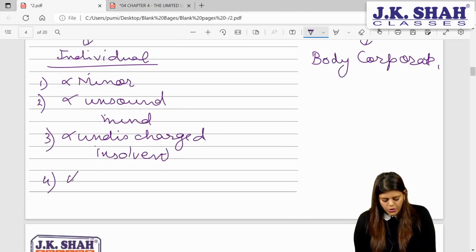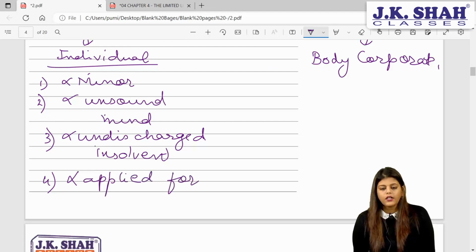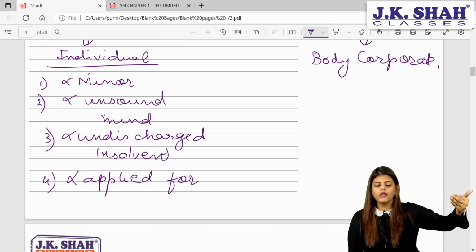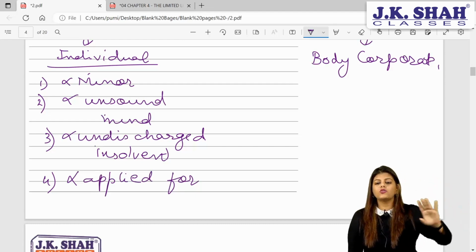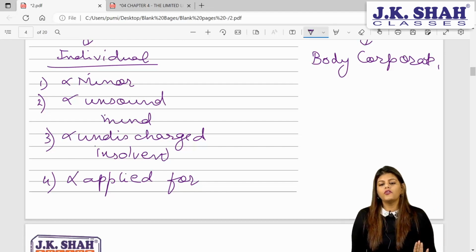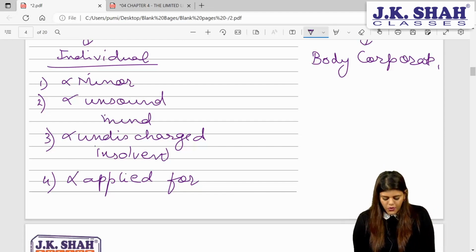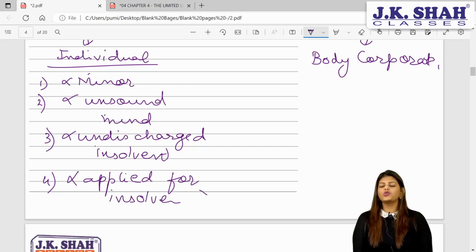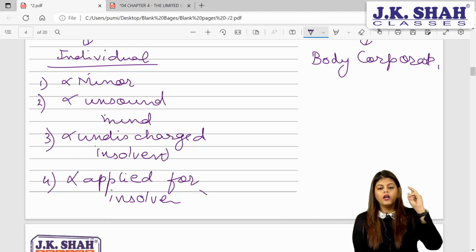Or you should not have applied for insolvency. You know, there is one law in our country, the Insolvency and Bankruptcy Code. So if some person has made an application under that act to be declared insolvent, he is also disqualified to become a partner of an LLP. So, applied for insolvency, not allowed. So I'll repeat, any individual can be a partner, but of course he should have a DIPIN. He should not be a minor, of unsound mind, an undischarged insolvent, or someone who has applied for insolvency.